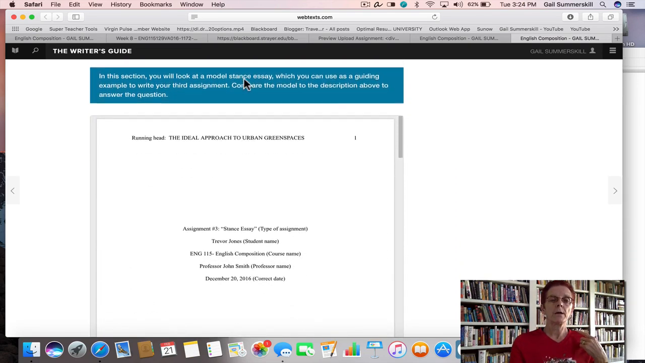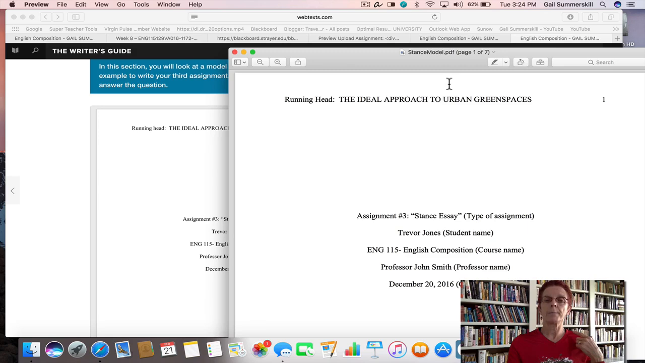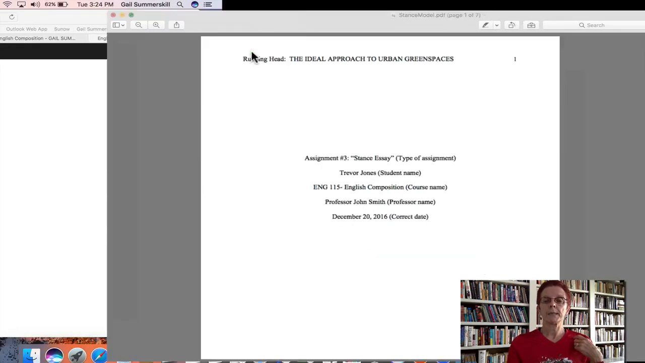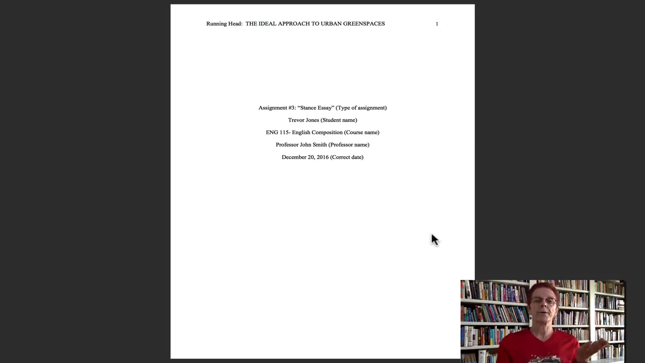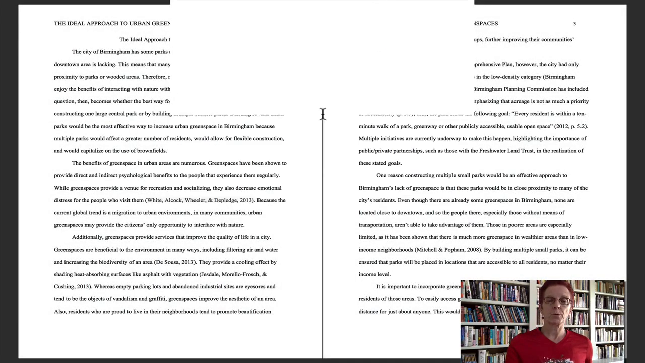You can find this model paper under this little write-up here, the model paper. And I'm going to open it up in a larger Word document here. So this is the model paper, and you'll notice you've got your running head with the header, and you've got your topic, and the middle material, which is 2 inches down from the header. Notice that it's Times New Roman 12 font.